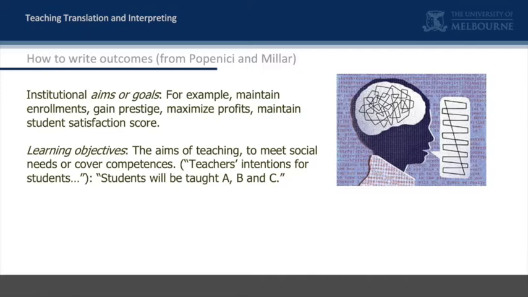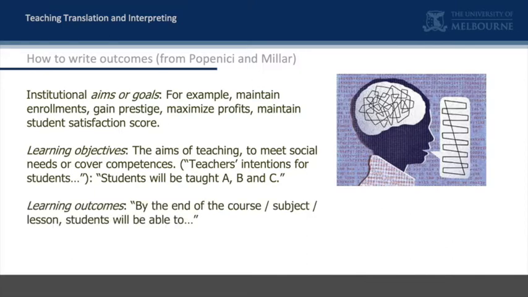Learning objectives, though, are quite different. In this subject, students will be taught A, B, and C. This is the aims of the teachers for the students. Okay? And that's where the competences come in. I'm going to deal with that competence, and that competence.